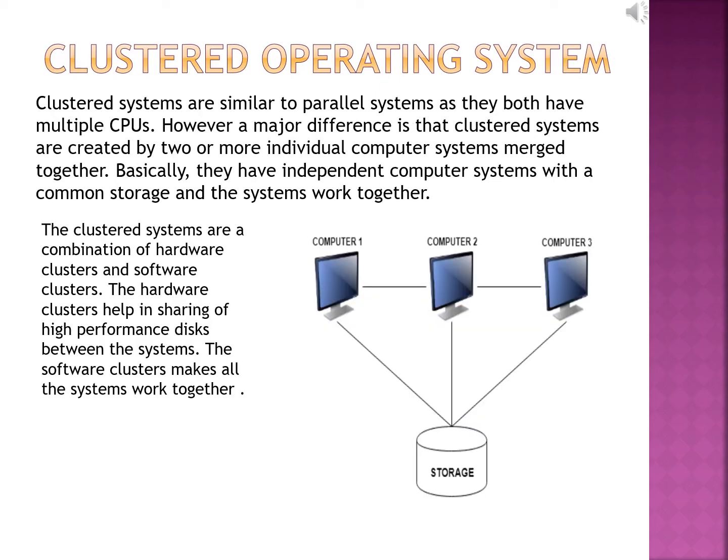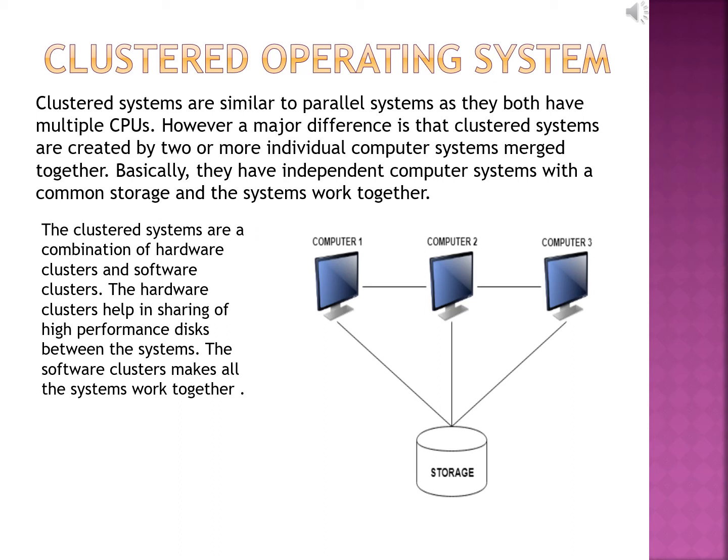The next one is clustered operating system. Clustered systems are similar to parallel systems as they both have multiple CPUs. However, a major difference is that clustered systems are created by two or more individual computer systems merged together. Basically, they have independent computer systems with a common storage and the systems work together. The clustered systems are a combination of hardware clusters and software clusters.